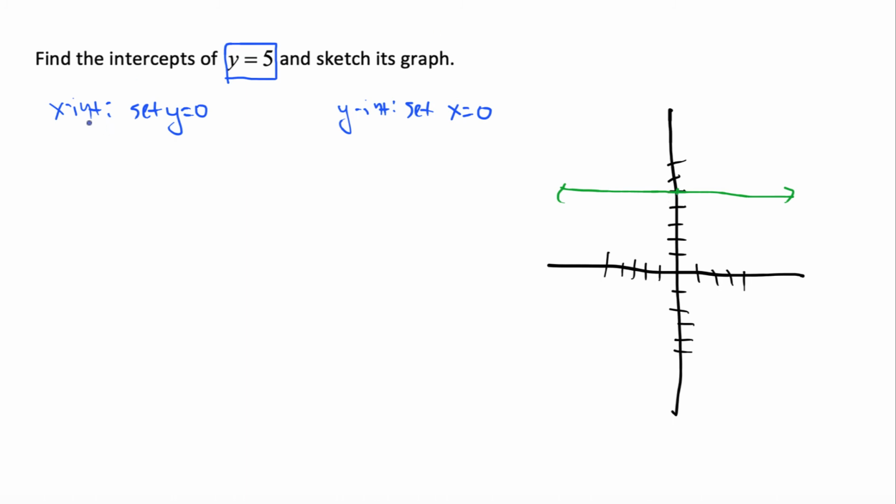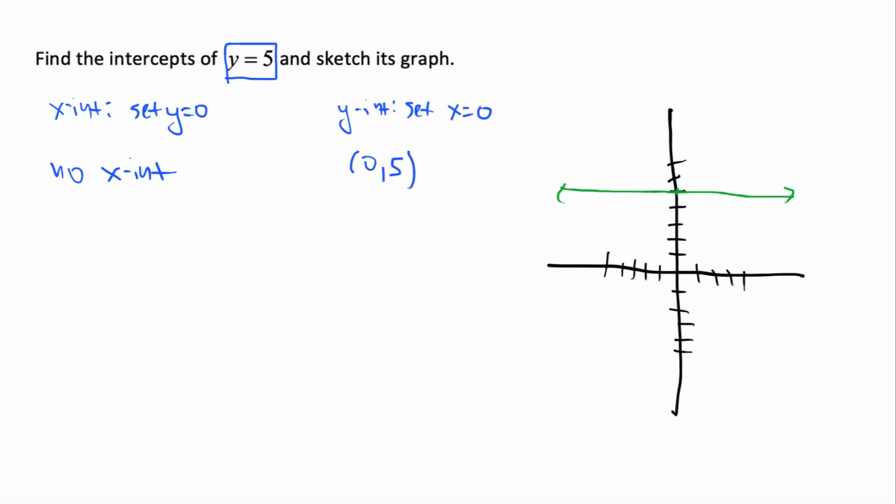Well, wait a minute. What is the x-intercept here? Remember, the x-intercept is the point where the line crosses the x-axis. But this line does not cross the x-axis, right? So what does that mean? It means that there is going to be no x-intercept here. Well, then what is the y-intercept? The y-intercept is where the line crosses the y-axis, and it just crosses at 5, right? So the y-intercept would just be the coordinate (0, 5).